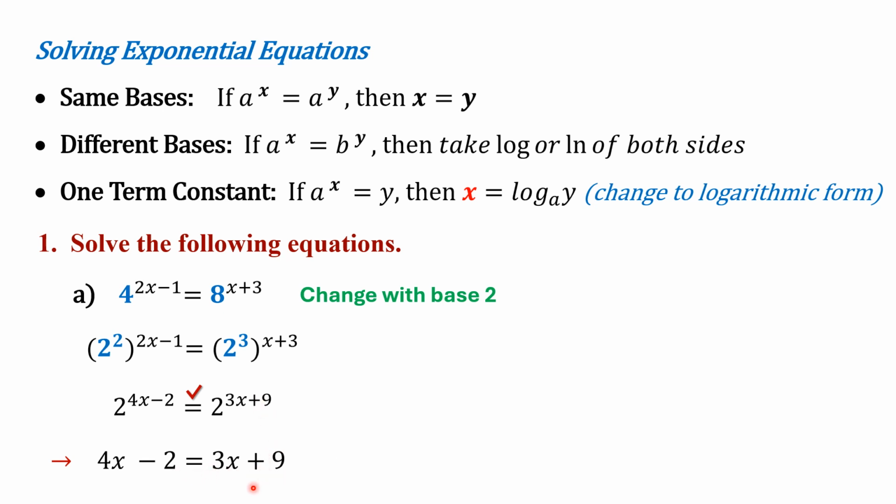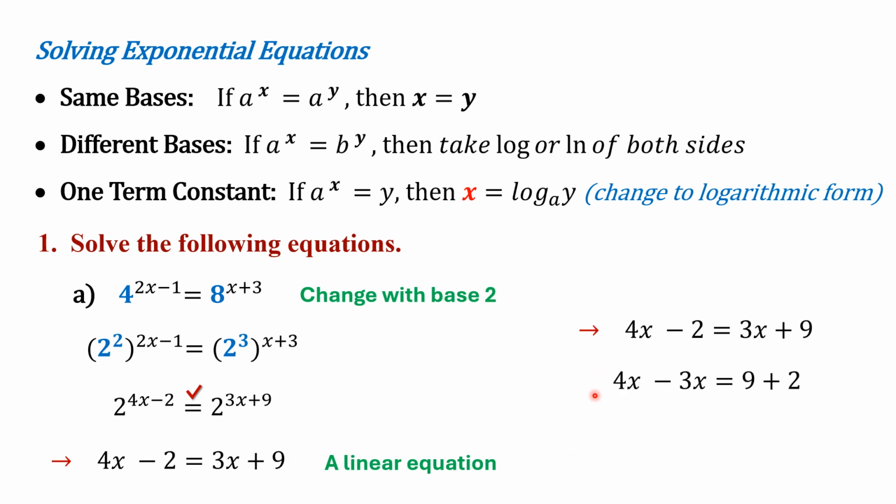Now this equation is a linear equation, and in solving a linear equation, we have to move all the x terms to one side and all the constant terms to the other side. So we get 4x minus 3x, and then 9 plus 2, so x is equal to 11. This is the solution for the given equation. Checking is not required here since we have an exponential equation, and as we know, the domain of an exponential equation is all real numbers, and 11 is a real number.